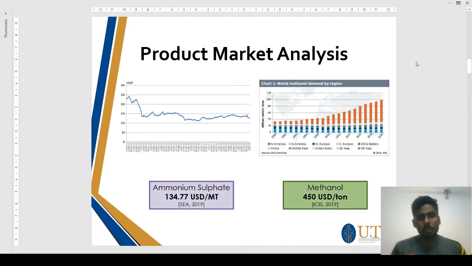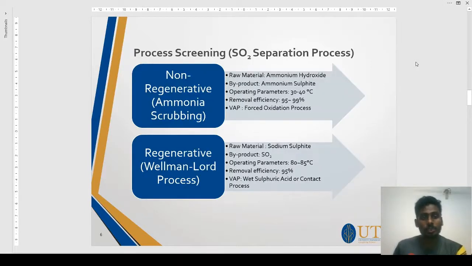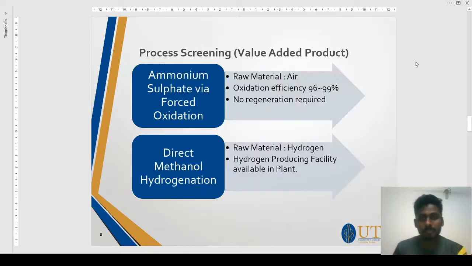Okay, this is our product market analysis, whereby we did a study and we found out for SO2, the value product ammonium sulfate gives us a higher demand, and for CO2 it is methanol. The proof is on the slide. Moving on to the process screening of SO2 and CO2. This is how we determine which kind of process we should use to scrub the SO2 and CO2. Next for SO2, we have ammonia scrubbing and the Belmont process. These are the two alternatives. Based on the study of the EP comparison, we found out that ammonia scrubbing has a lesser EP, so we go for that choice.